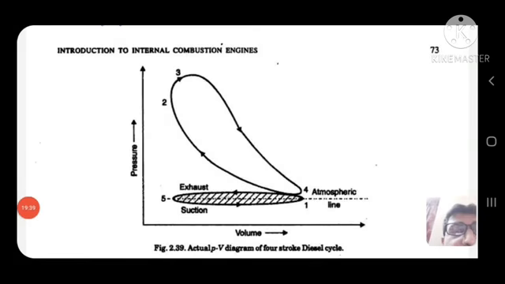Okay, so pressure volume diagram, exhaust, suction, compression, like that. Exhaust, this is the PV diagram.